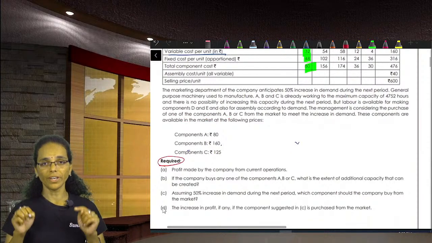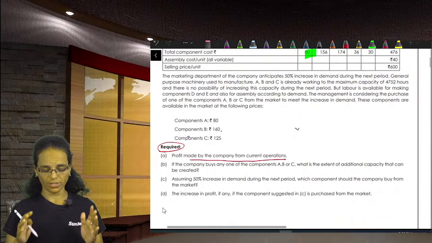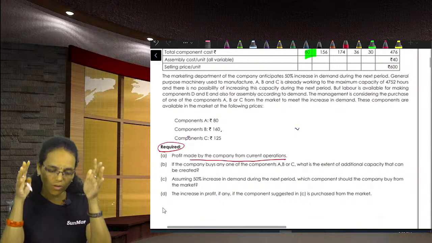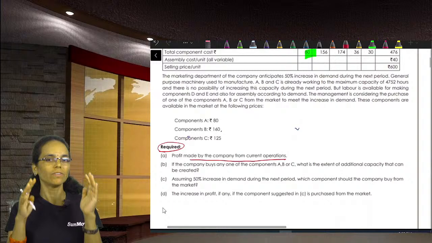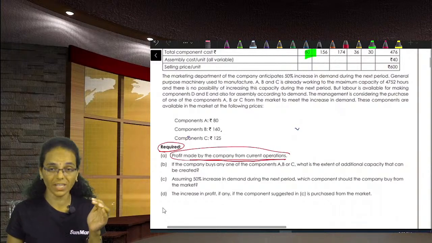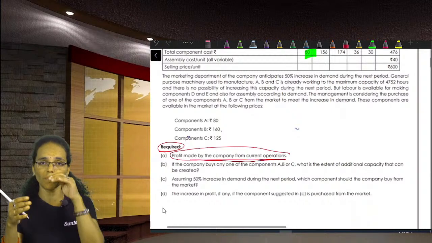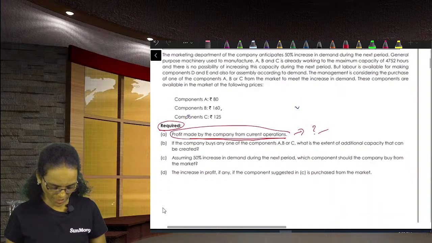Required. Now what we need to find out? Profit made by the company from the current operations. As of now, whatever the capacity we have and whatever the labor hours we have, if we continue our business for the upcoming period also, how much are we going to get as a profit? That one we need to calculate.